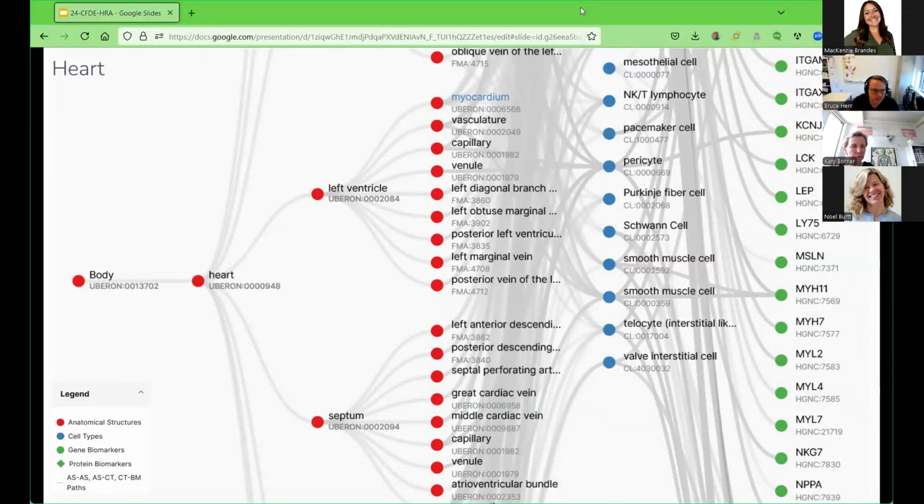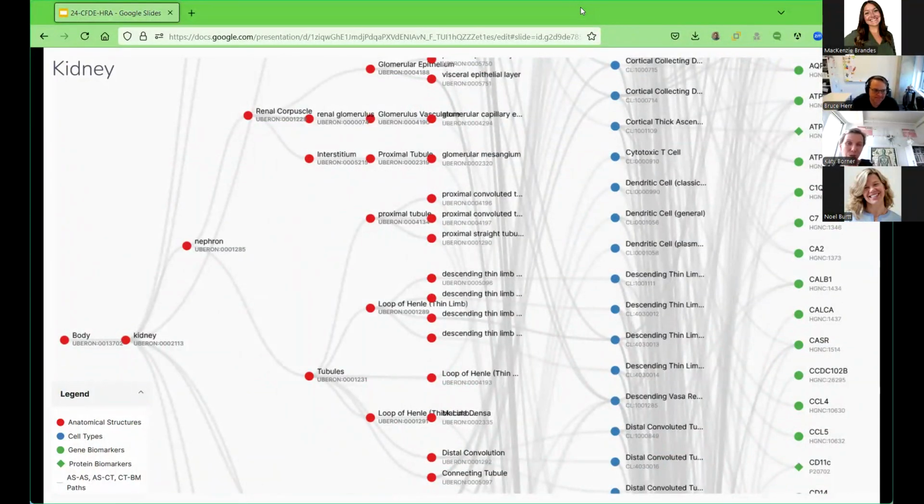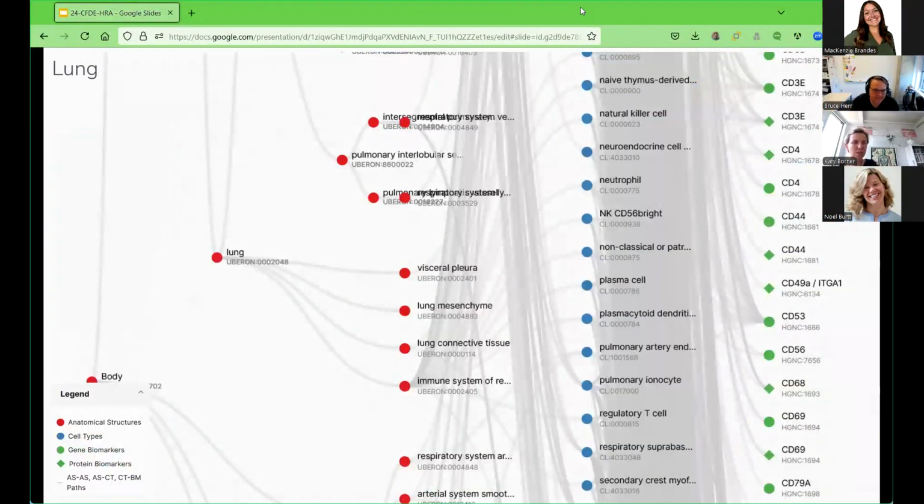On the next slide, you see the same view, but for kidney. Again, here now you see more anatomical structures, cell types, and biomarkers. And on the next slide, you have one more organ, which is the lung, near and dear to all of our hearts, because without oxygen, we can't do much.